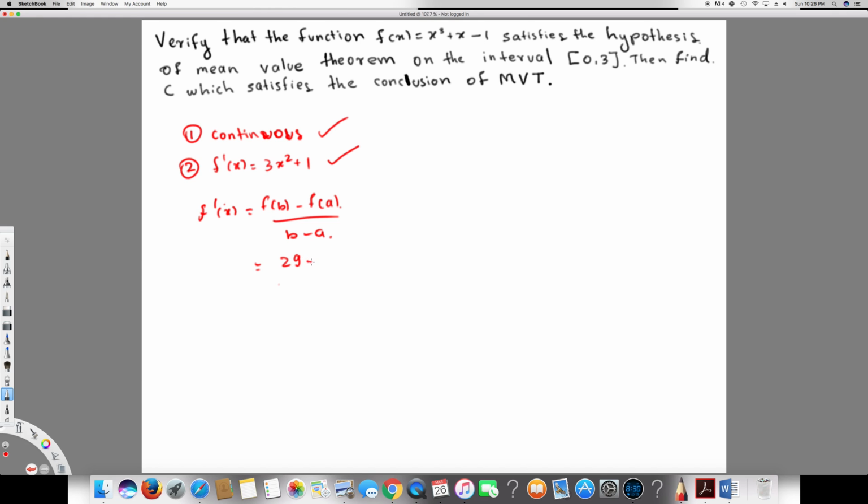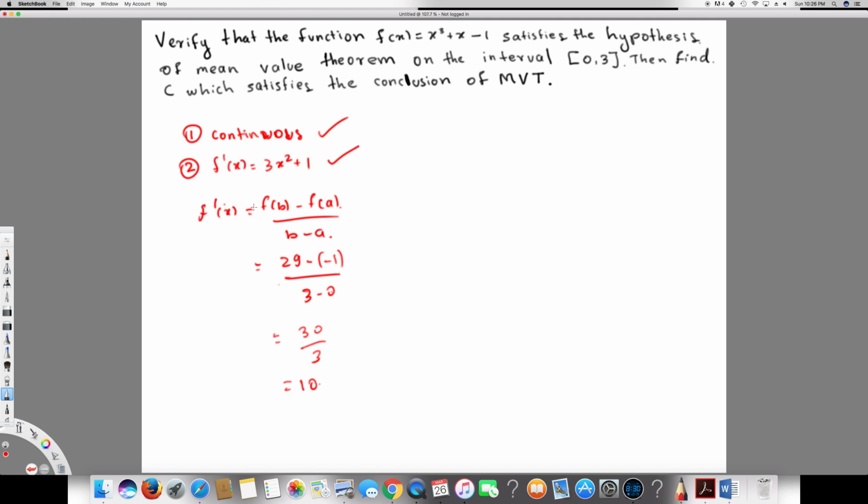Then if I substitute 0 for this one, 0 cubed is 0 plus 0 minus 1, so it's going to be minus 1. And in the bottom we have 3 minus 0. In the top it's going to become 30. 30 over 3 is going to give us 10. So we have 10 right here.